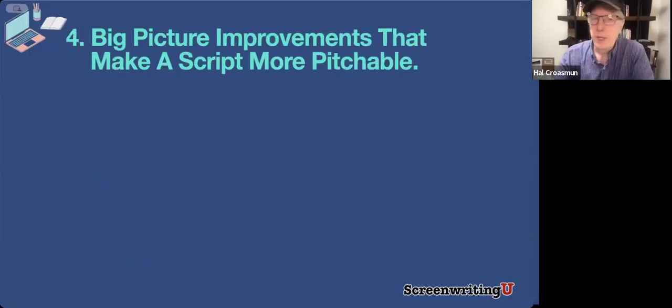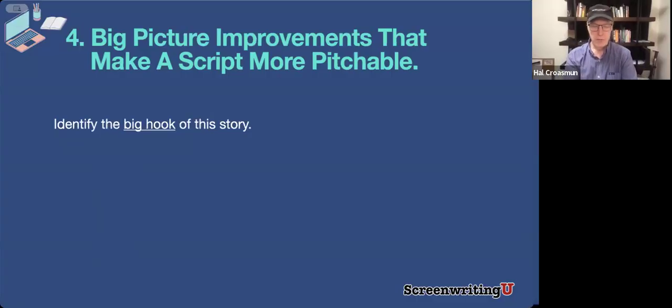And then big picture improvements that make your script more pitchable. First, you want to identify the big hook of the story. This is, let's say you meet a producer at Starbucks. This is the standard kind of elevator pitch, but most people, when they're doing their elevator pitch who aren't in the industry, have a tendency to want to tell as much as they can. What you want to give is just the big hook.